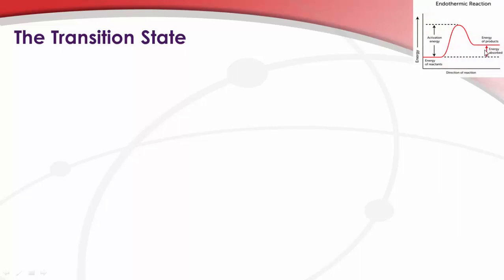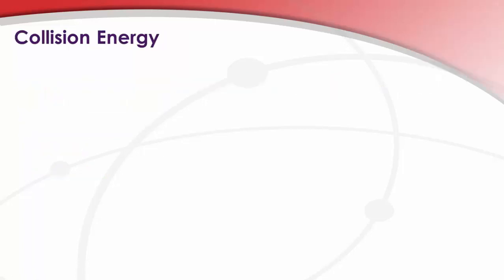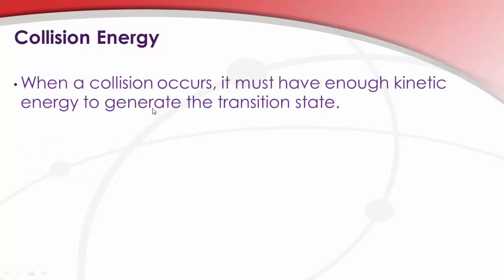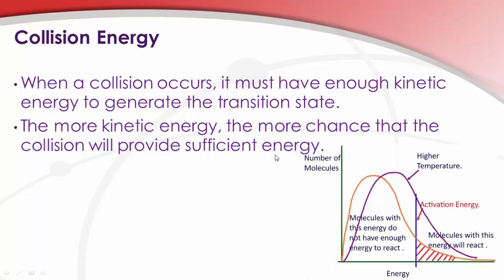So, if we keep in mind then our reaction and our transition state, before the reaction can proceed, the transition state has to be achieved. This needs the energy that we talked about, the activation energy, but it also typically requires orientation. And we'll talk about both of these. So the collision energy, as we mentioned, when a collision occurs, it has to have enough kinetic energy to generate the transition state. This is to overcome the activation energy. The more kinetic energy in the particles, the more chance the collision is going to provide that energy.